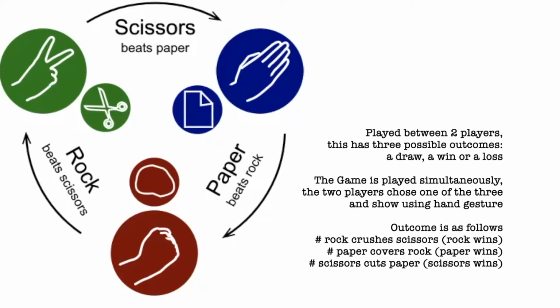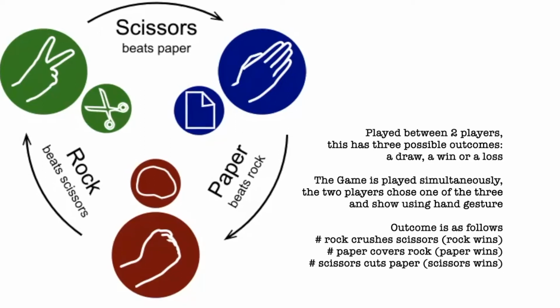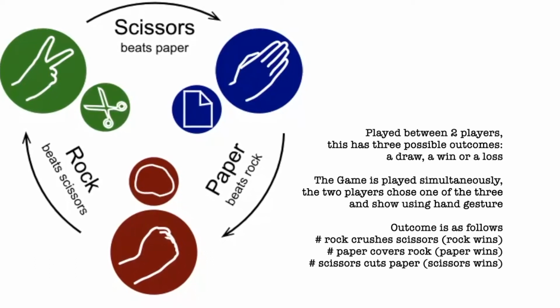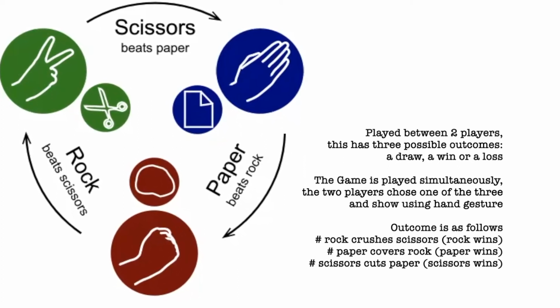So the rule of the win is that if it is between rock and scissors, then rock wins because it beats scissors. If it is between scissors and paper, then scissors cut the paper. So scissors win. Anyway, you will have the rules available.